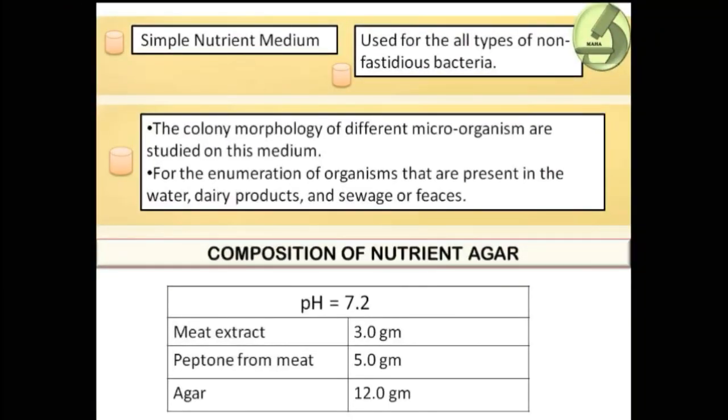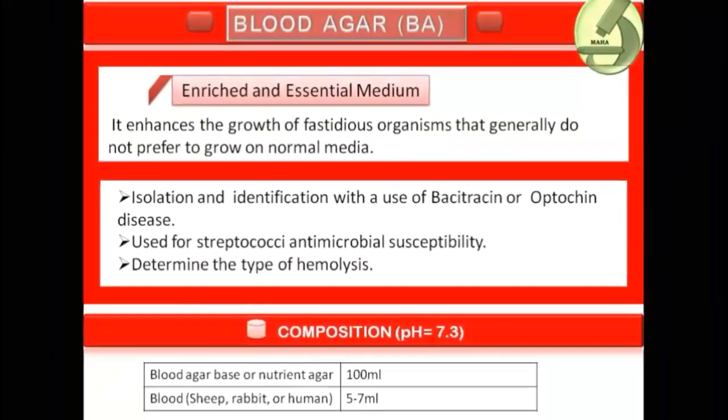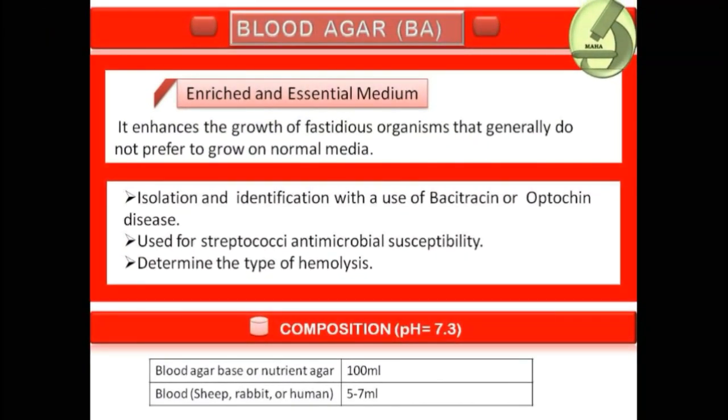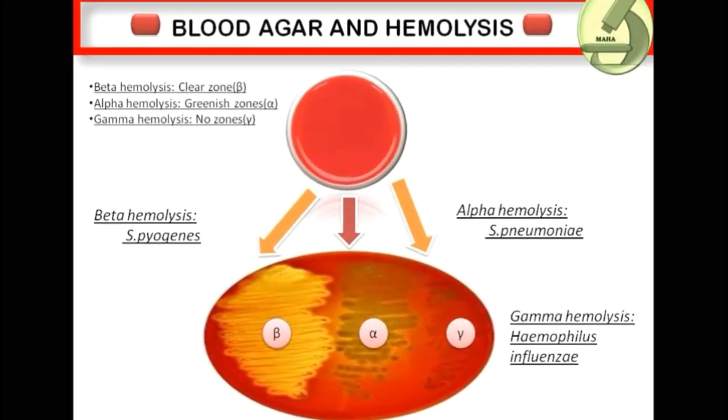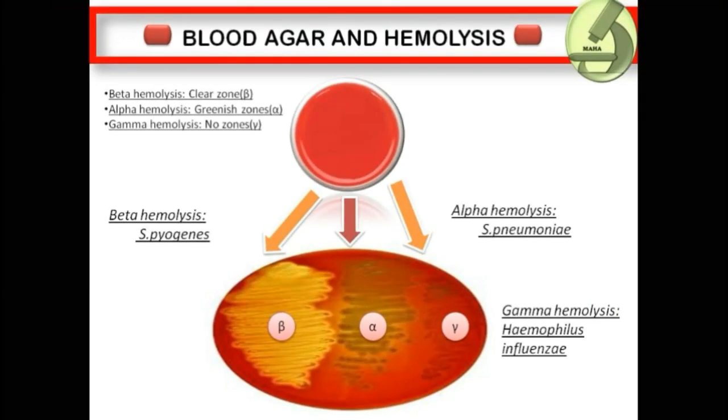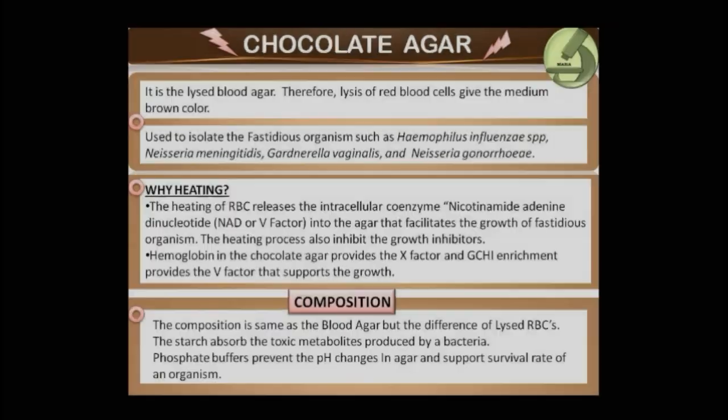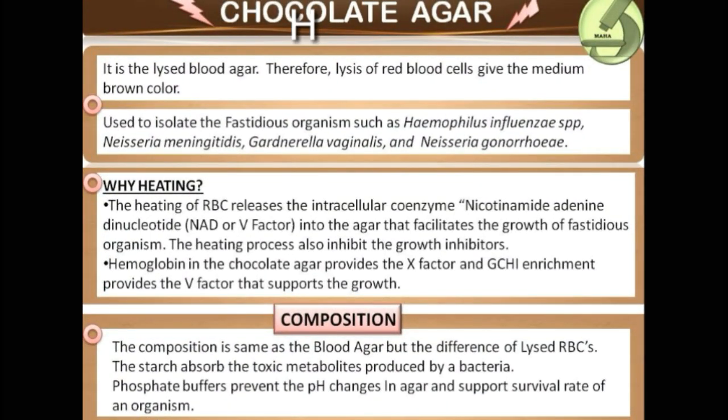Nutrient agar. Nutrient agar is a simple medium that is used for the growth of all types of non-fastidious organisms. Blood agar. It is specifically designed for the growth of fastidious organisms that do not prefer to grow on normal media, such as streptococci. They require special types of enrichment. Chocolate agar. It is lysed blood agar that is used for the isolation of fastidious organisms.